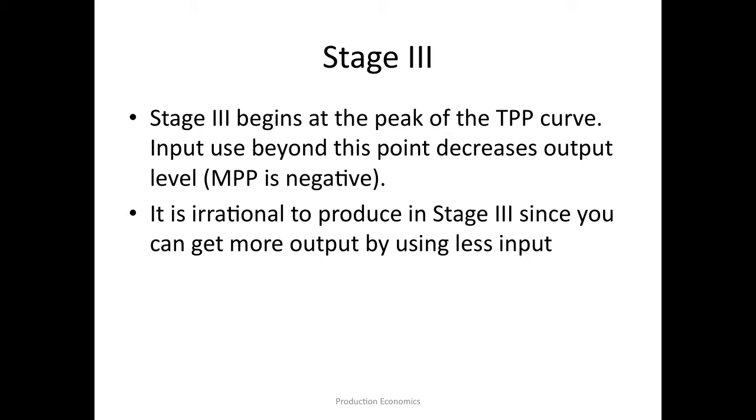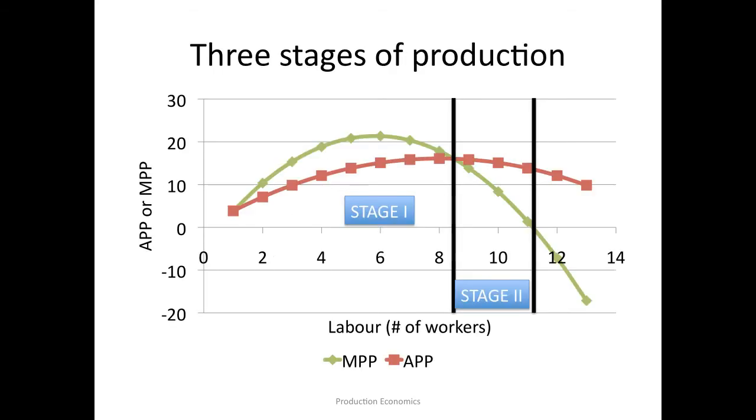An example of this might be the nitrogen being applied to corn example that we talked about a few minutes ago, where it doesn't make sense to apply increasing levels of nitrogen because at some point the application of that nitrogen will actually end up damaging the crop and reducing your yield. Stage 3 happens everywhere to the right of the boundary between stage 2 and stage 3. That is to say, everywhere where marginal physical product is negative.